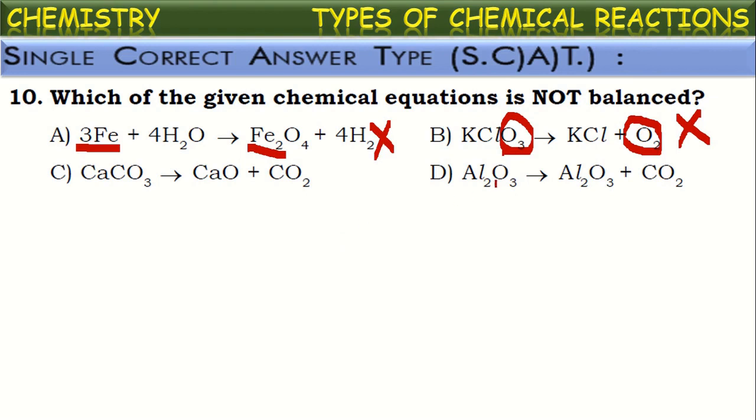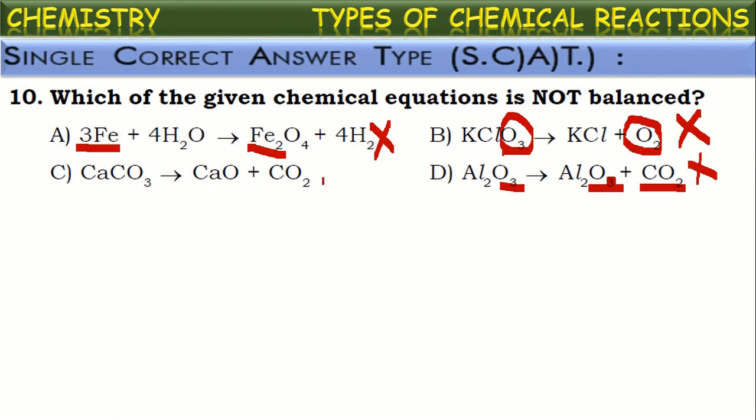See this equation, Al2O3 gives Al2O. Actually it is Al2O. No, I think something is given wrong. Anyhow, here aluminum atoms are balanced but oxygens are not balanced on both the sides. Okay, it is also not a balanced equation. If you see the third equation, calcium carbonate gives calcium oxide plus carbon dioxide.